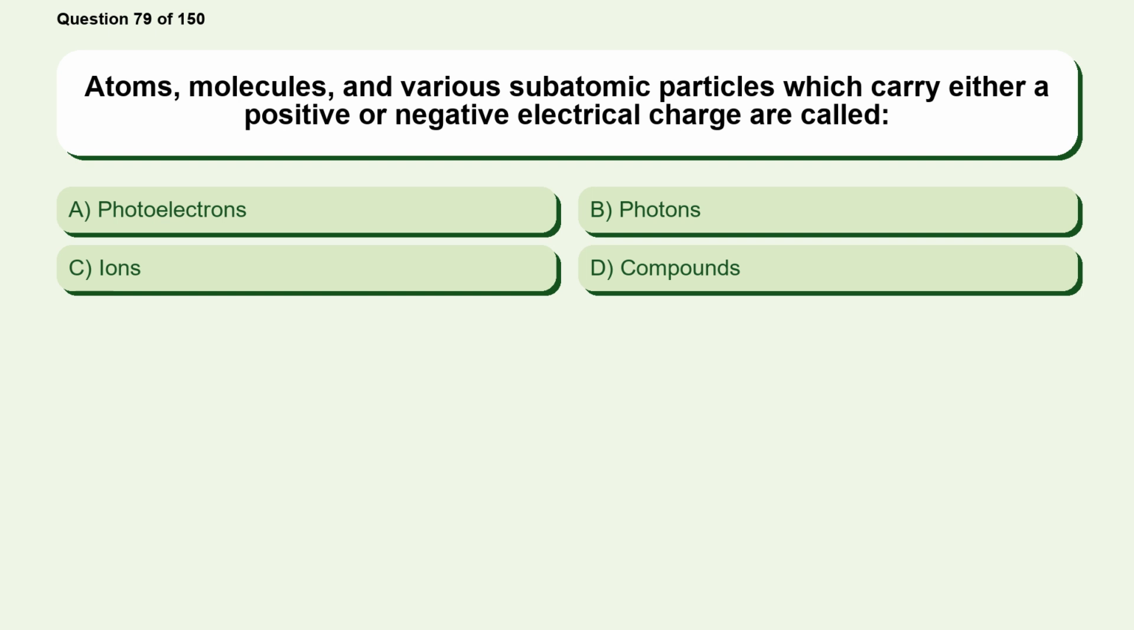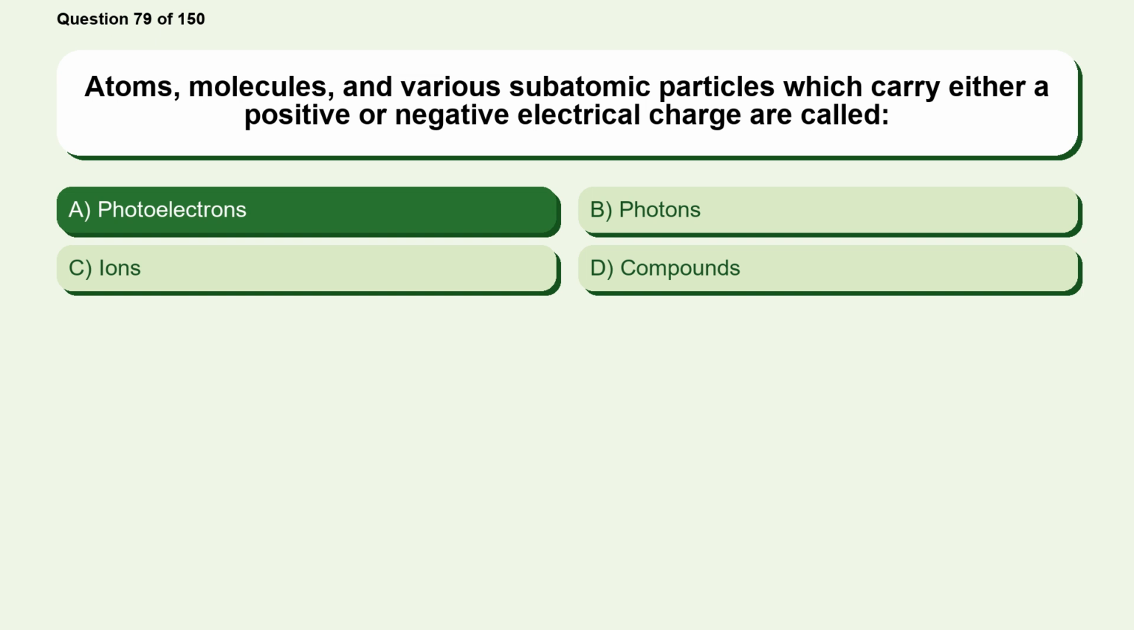Question 79. Atoms, molecules, and various subatomic particles which carry either a positive or negative electrical charge are called: Option A, photoelectrons. Option B, photons. Option C, ions. Option D, compounds. The correct answer is Option A, photoelectrons.